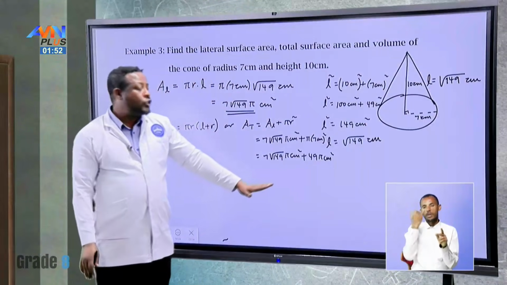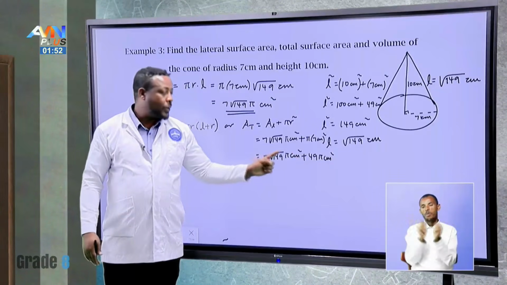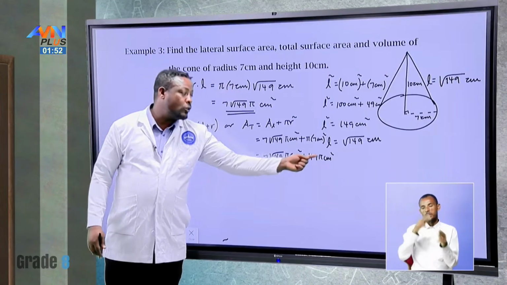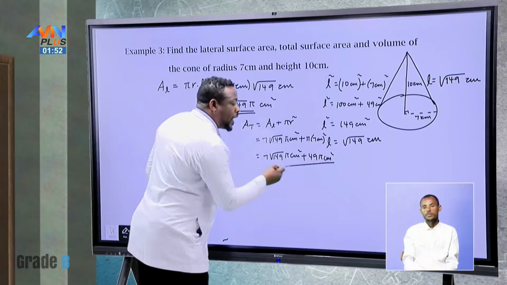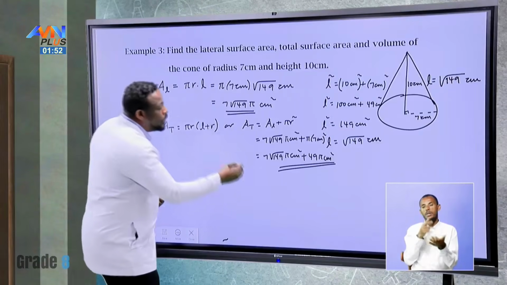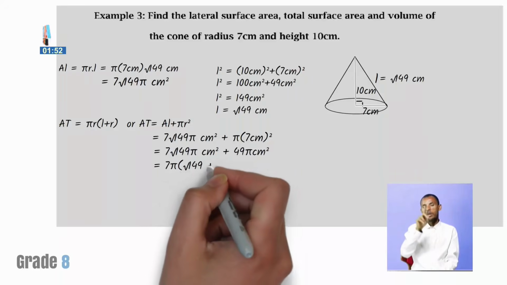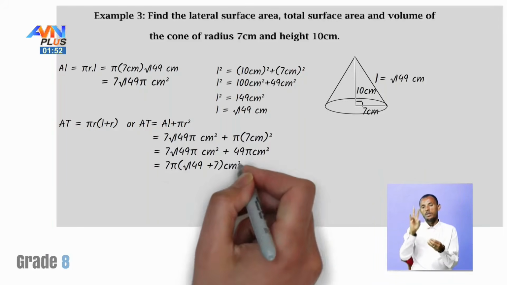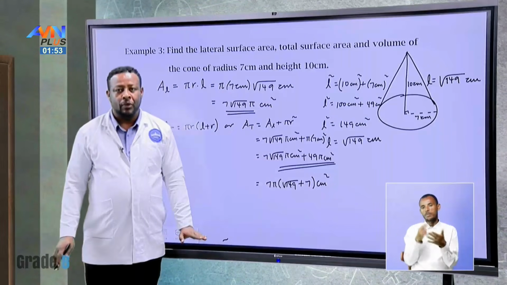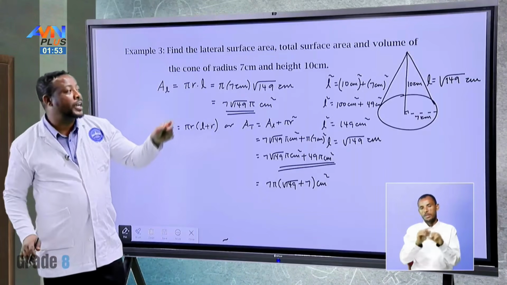If you want, you can write this in another form by factoring something common in both. You can take 7 from here because 49 is 7 times 7. You can also take pi. If you said this is the total surface area, that's fine and it's correct. You may also write this like 7 times pi times radical 149 plus 7 centimeter square. Both of them are correct. So this is the total surface area of the given cone.